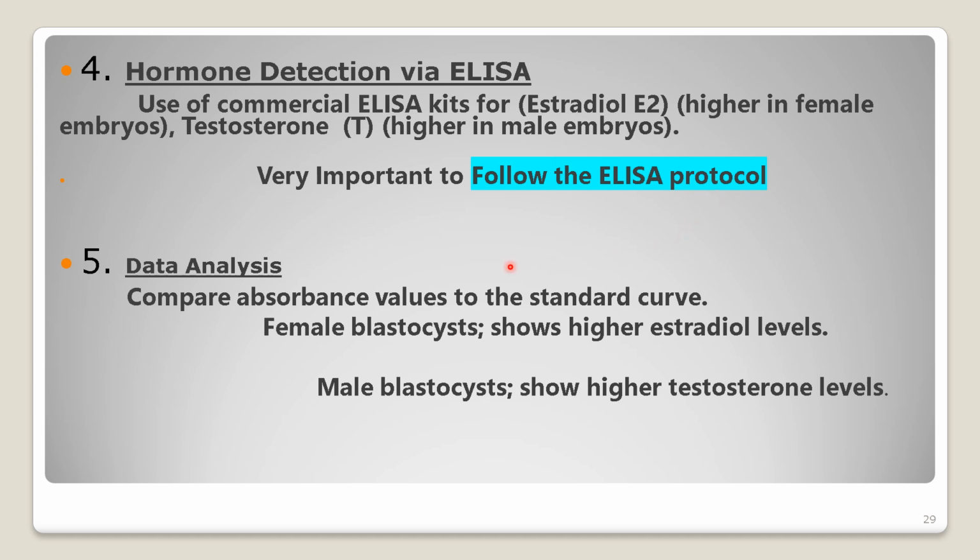Then the data is analyzed, and this is done by comparing the absorbance level to a standard curve. So the result will show that female blastocysts will show higher estradiol levels, and the male will show higher testosterone levels.